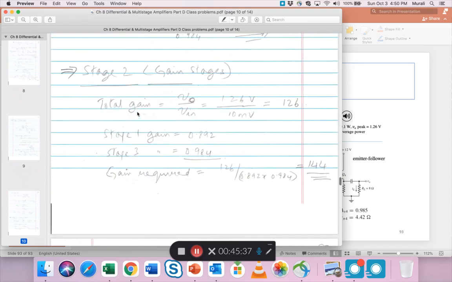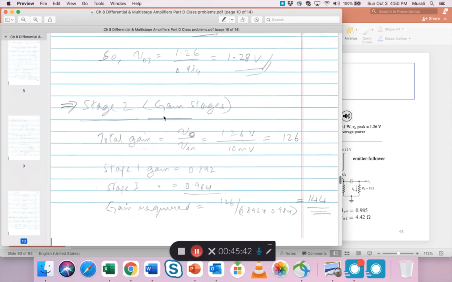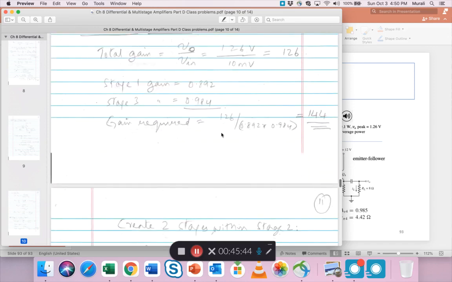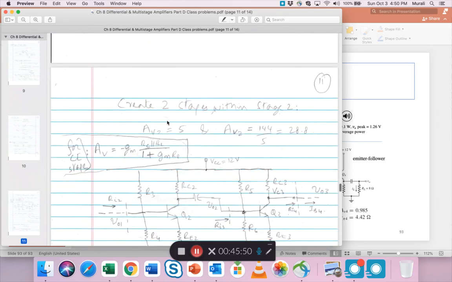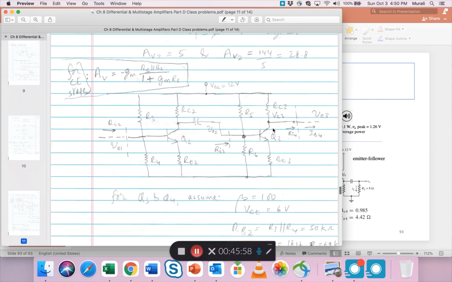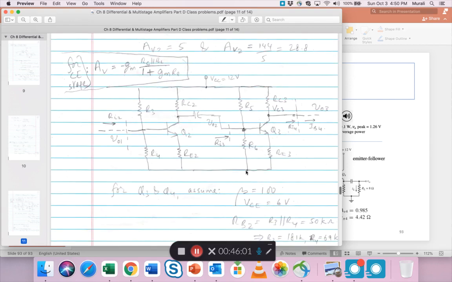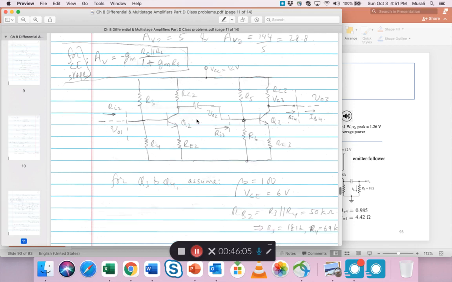So I have the input and the output gains. Now I need the gain of the middle. I come up with the gain required in the middle as 144. Now I can't get 144 in one transistor, so I'm going to use two transistors. One of them has a gain of 5 and one of them has 28.8. If I multiply the two, I get a gain of 144. Then I create this circuit, which is connected to each other. The coupling is through a capacitor.